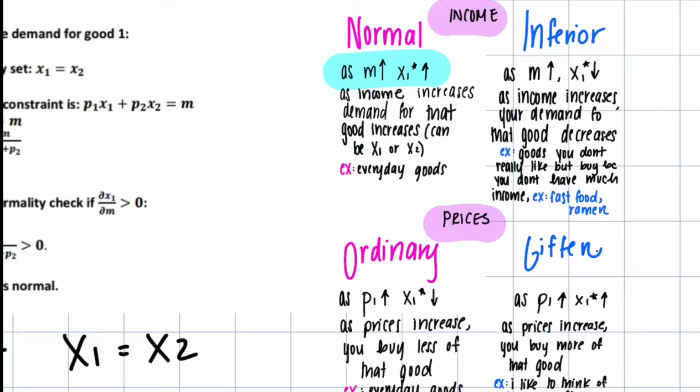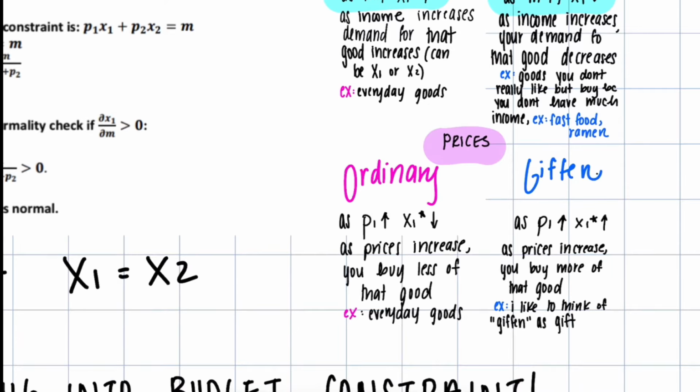Then for an inferior good, as your income goes up, your demand for that good actually goes down. I like to think of this as fast food. Once we're rich, we're going to be over fast food. We're not going to want it anymore. We're actually going to consume it less. Then when we have prices, as P1 increases for ordinary goods, our demand for that good is actually going to decrease. This is the ordinary thing to happen. As the price goes up, we're probably going to want to consume that good a bit less because it got more expensive and we have less of a desire to buy it now.